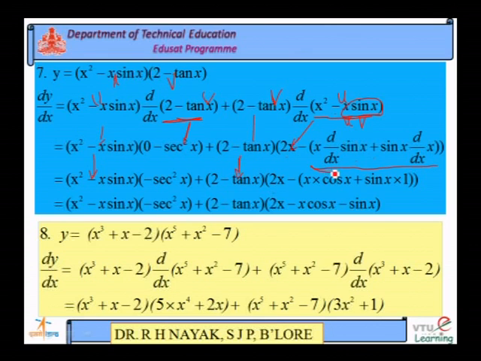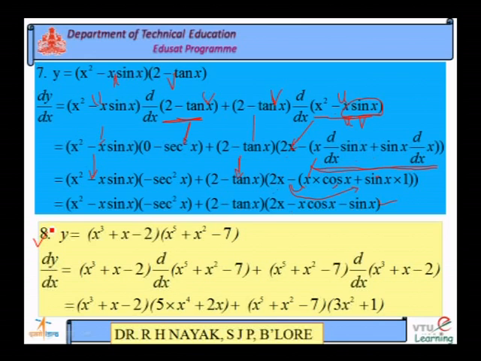Only here we have to differentiate: keep x as it is, differentiation of sin x is cos x, plus keep sin x as it is, differentiation of x is 1. Finally, the first two terms we have taken as they are, only the last term we have simplified: 2x minus x cos x, minus into plus is minus, sin x into 1 is sin x. This is the product of two functions.